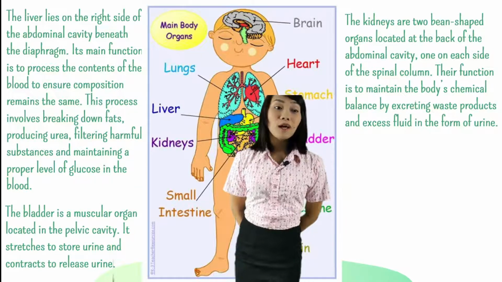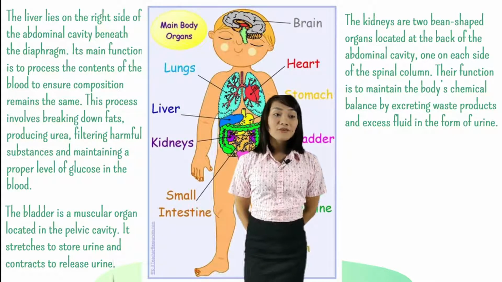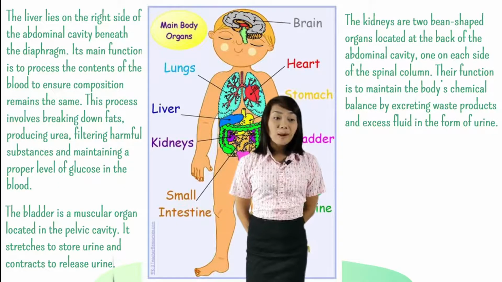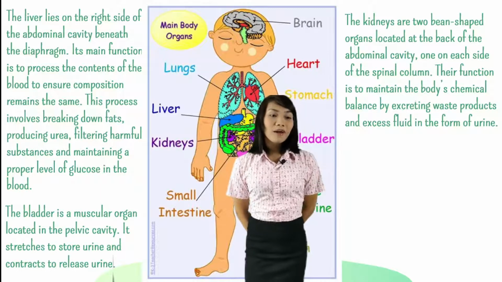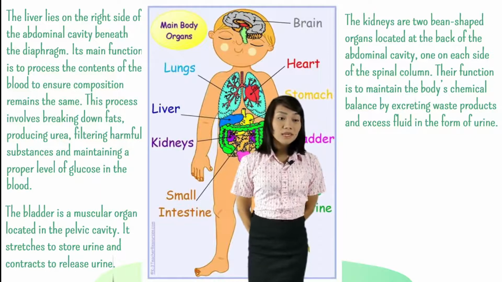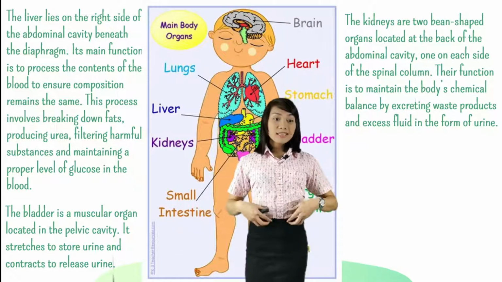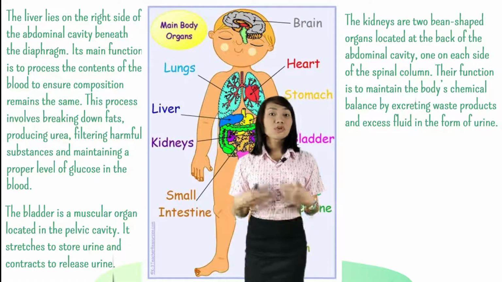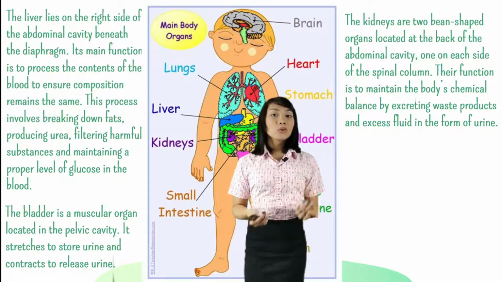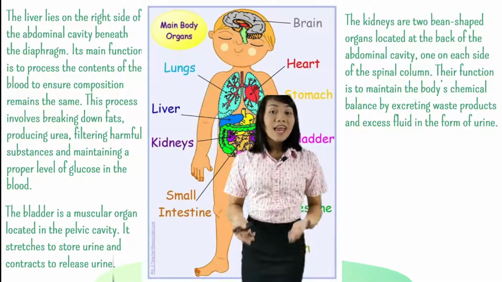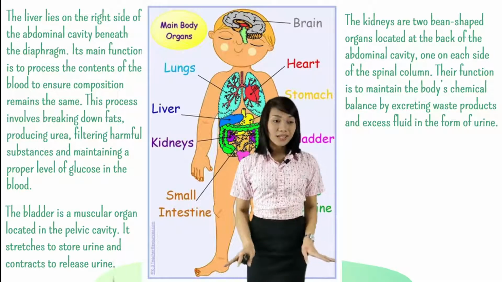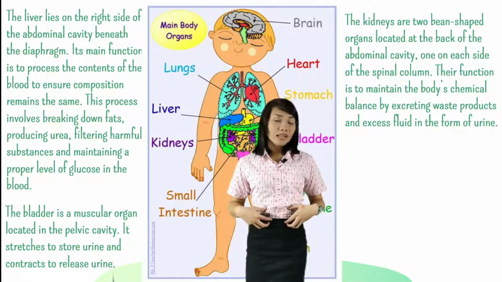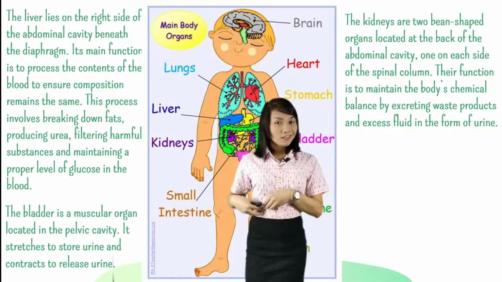It's a bean-shaped object located at the back of your abdominal cavity. Now, one on each side of the spinal column, their function is to maintain the body's chemical balance by converting waste products and excess fluid in the form of urine. So this is your kidney, and the kidneys are the ones who process your urine, okay? Kidneys clean your bodily fluids and turn it into waste like urine, okay? That's why kidneys are also important, and also the liver.